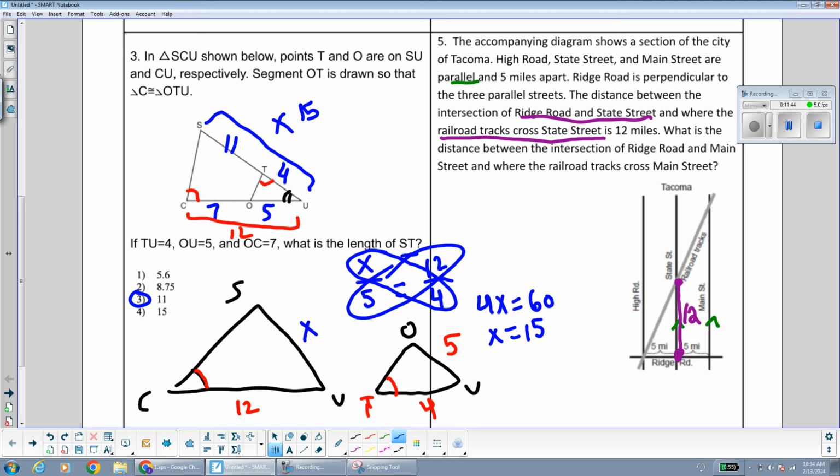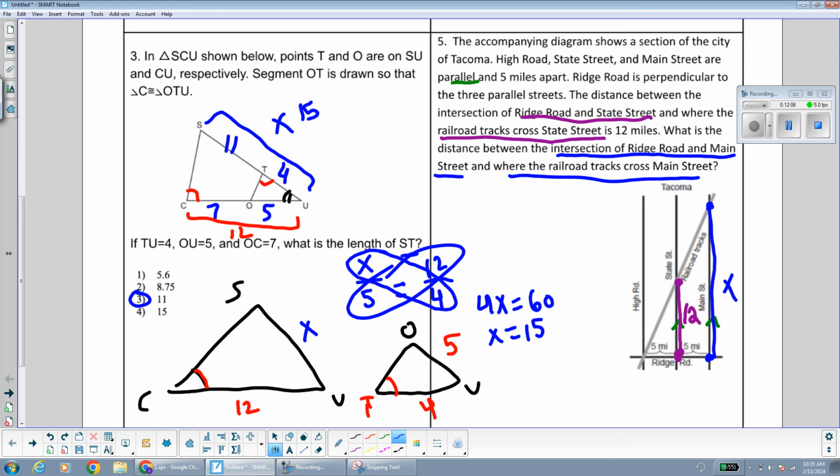What is the distance between the intersection of Ridge Road and Main Street? Here's Ridge Road. Here's Main Street. Here's where they intersect. And where the railroad tracks cross Main Street. Well, here's the railroad tracks. Here's Main Street. Here's where they meet. So this is what we're looking for, that distance.